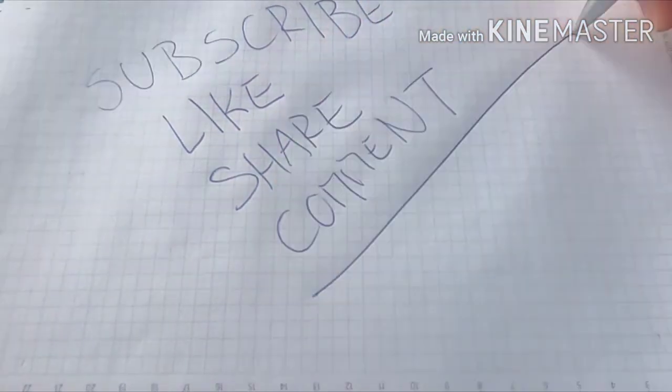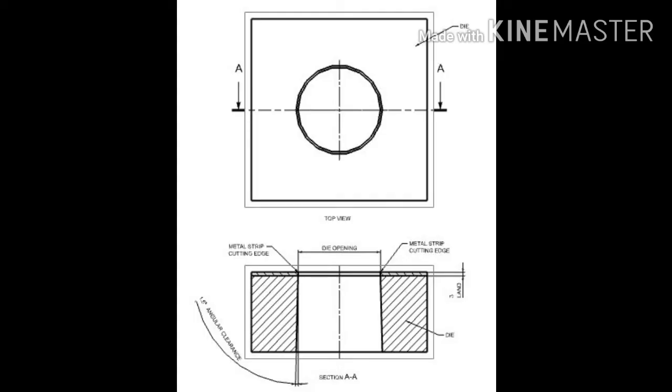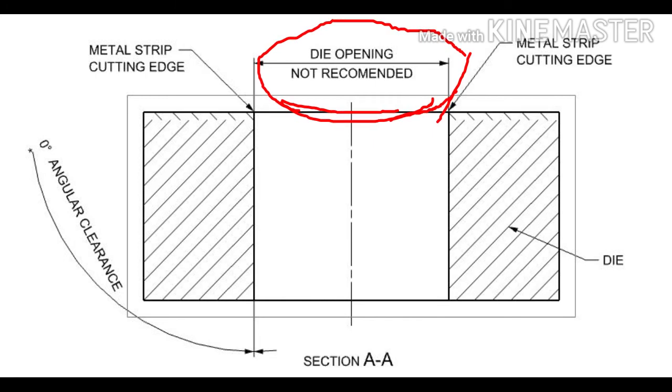Now we will see the land. What is land and why is it so important in press tool design? Practically, we can't make the die opening straight, because the blank or slug after cutting gets jammed inside the die opening, so that it leads to breakage of the punch or die. So we can't make a straight die opening.